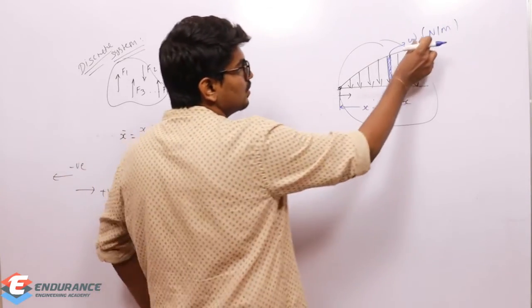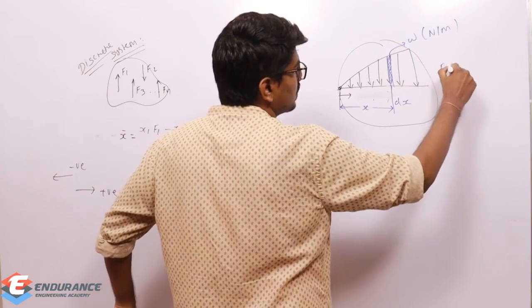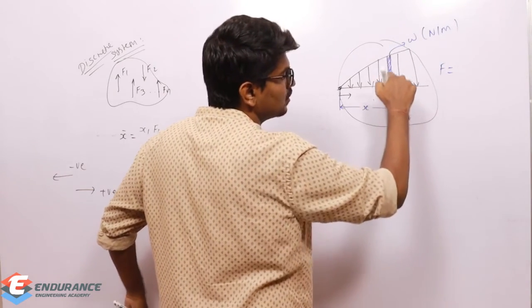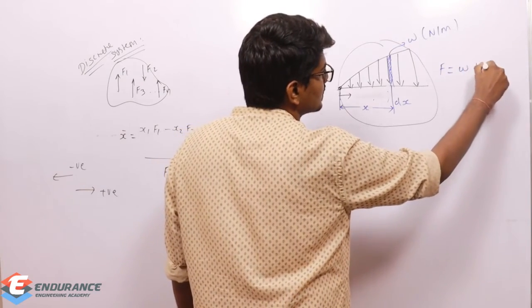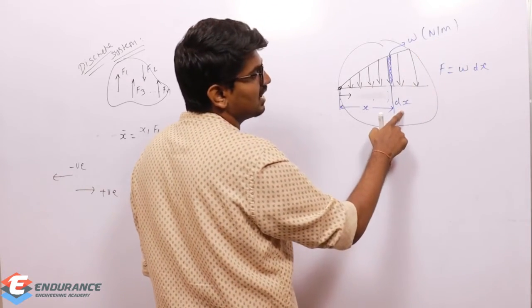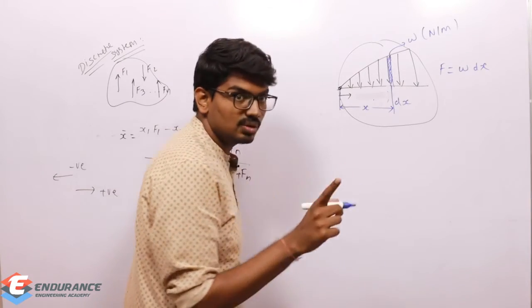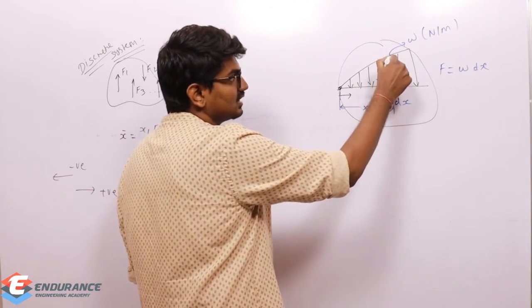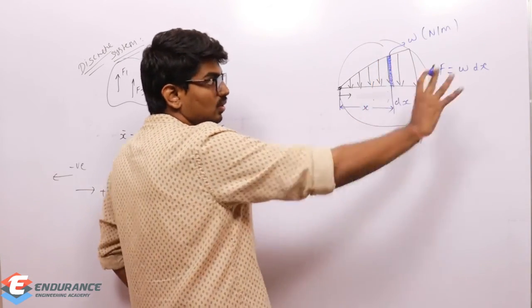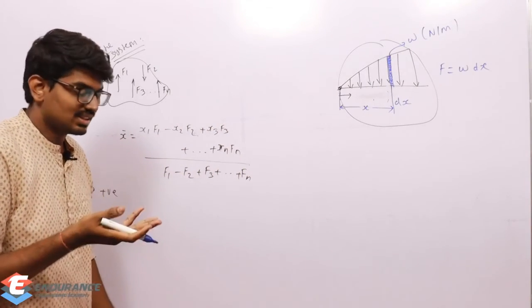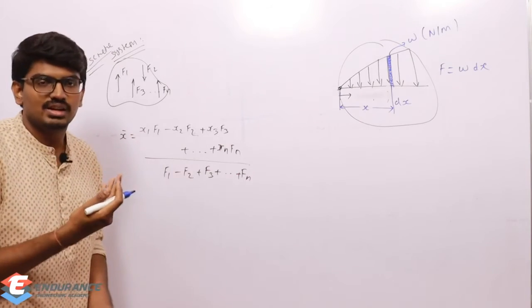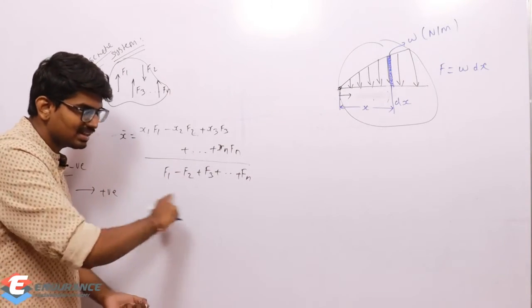So W into dx will give me the total force or total load which is acting due to this small strip. That will be equal to W into dx. This is Newton per meter, and if you multiply with meter, I will be getting the total force which is acting over this small strip only, not over the complete. I need to find out the complete, right? But here I don't need force, I need moment, right? Summation of moments by summation of forces.